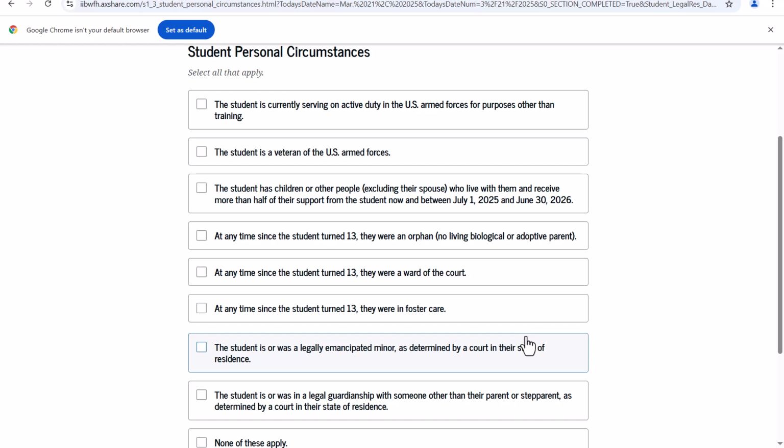So again, these three questions, the biggest thing here is for a student to fully understand the phrase since the student turned 13. So since they turned 13, if any of those things following the comma happened, they are able to select yes to this question, or to these questions.